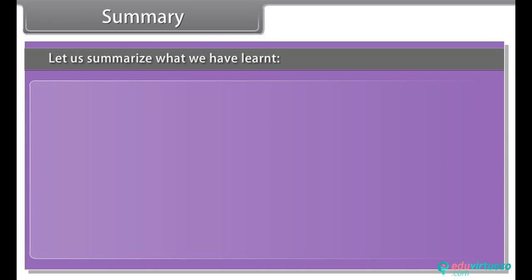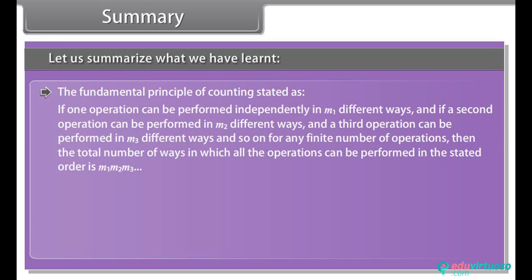Summary. Let us summarize what we have learned. The fundamental principle of counting states: if one operation can be performed independently in m1 different ways, and a second operation can be performed in m2 different ways, and a third operation can be performed in m3 different ways, and so on for any finite number of operations, then the total number of ways in which all the operations can be performed in the stated order is m1 into m2 into m3 and so on.